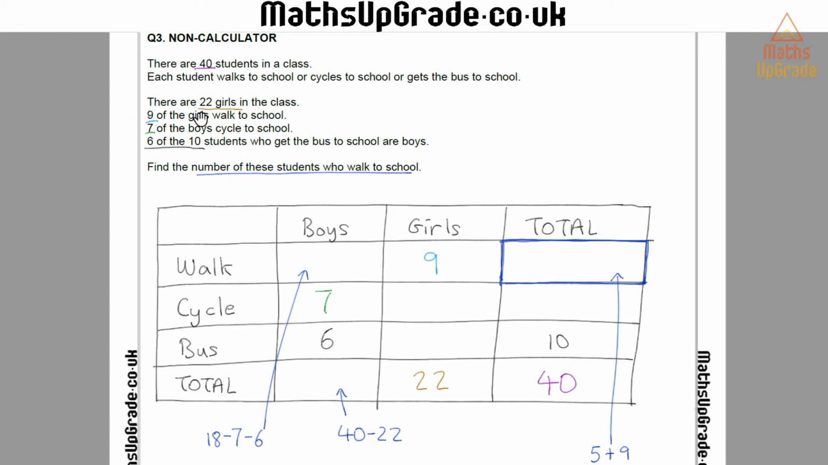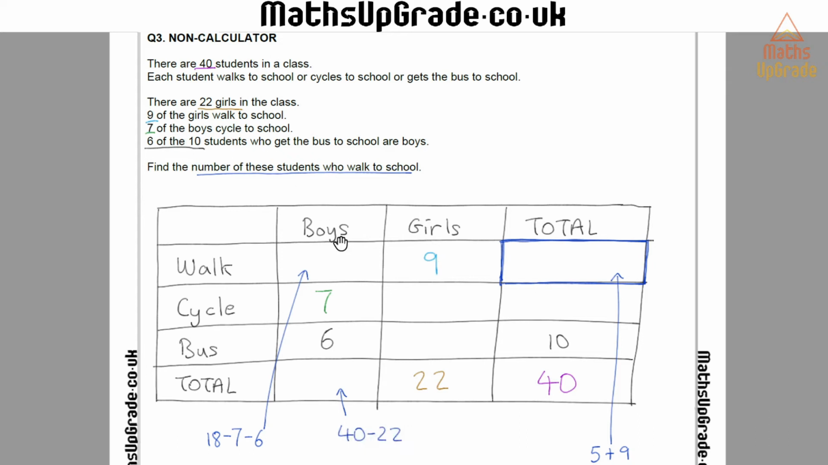That's up to you how you do it. I'm just going to talk you through how I fill the numbers in. So there's 40 students in this class, that's 40 as a total. There's 22 girls in the class, the 22 has gone here, total girls. 9 of the girls walk, so 9 girls walk.